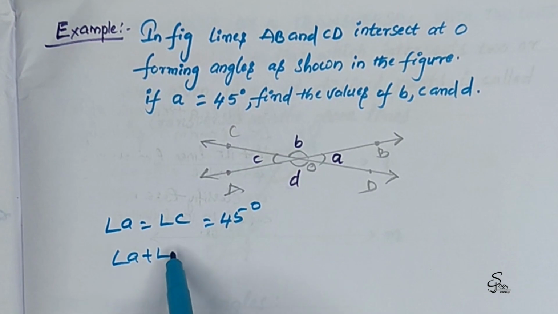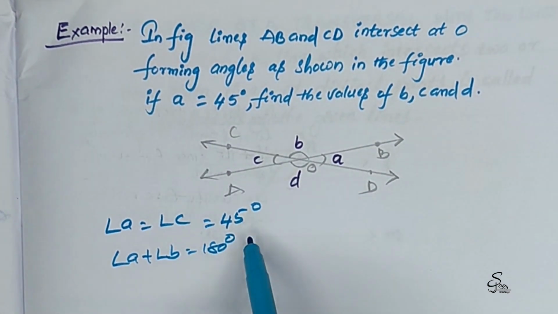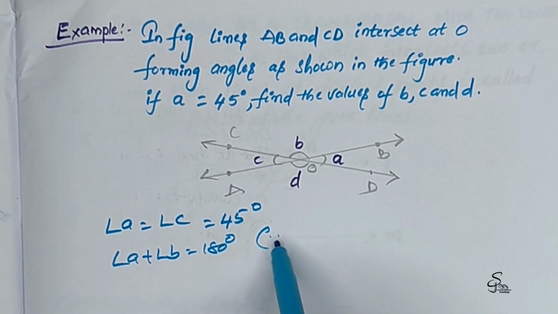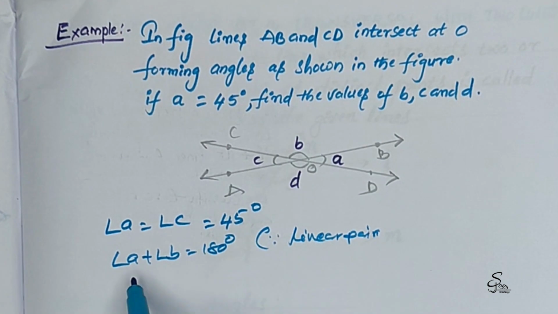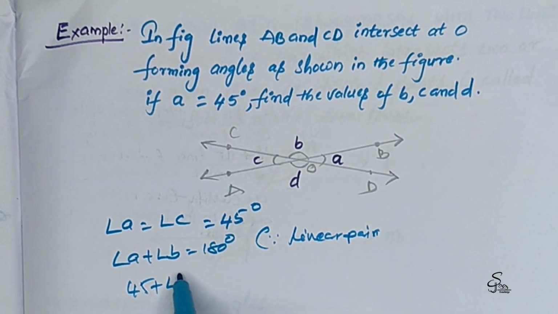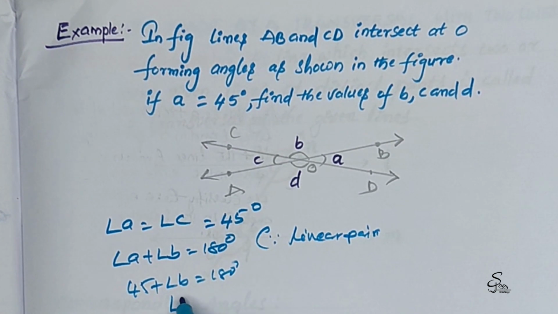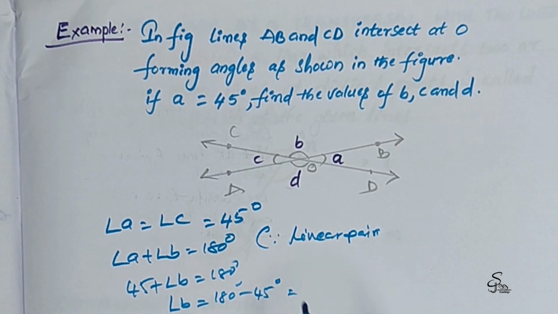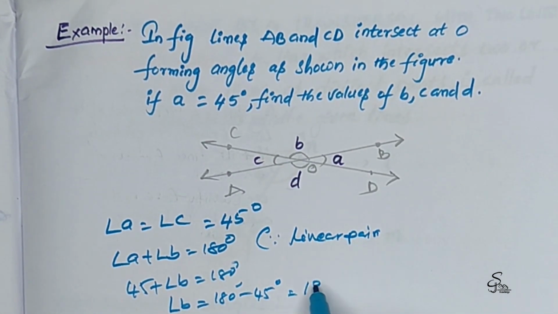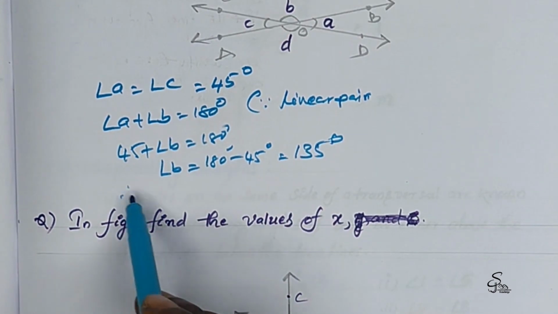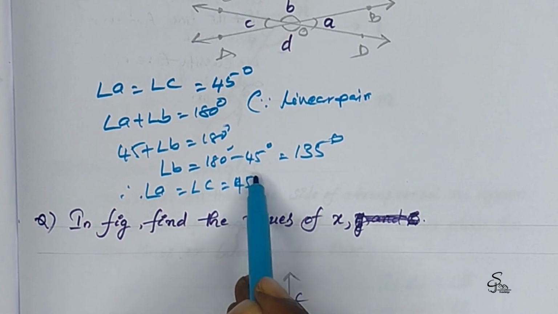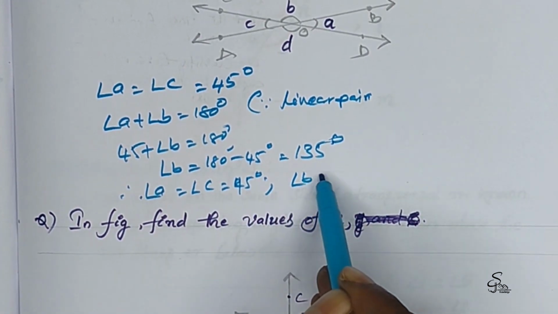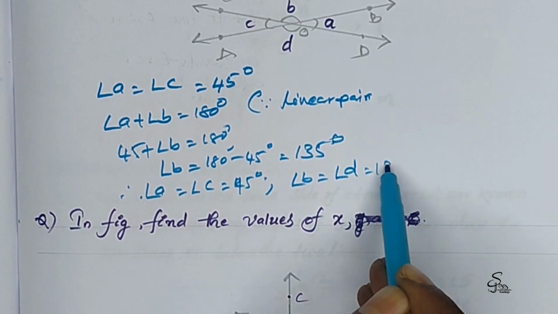Clearly, angle A plus angle B is equal to 180 degrees because they form a linear pair. So 45 degrees plus angle B is equal to 180 degrees. Therefore, angle B is equal to 180 degrees minus 45 degrees, which is 135 degrees. So angle A is equal to angle C, which is 45 degrees, and angle B is equal to angle D, which is 135 degrees.